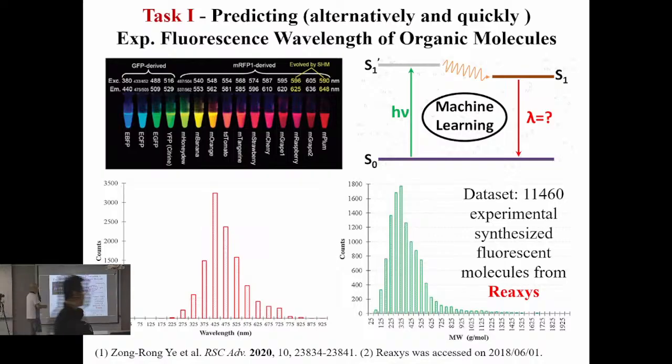Okay, so in order to do that, we go to a commercial data set. This is called the Reaxys database. I think it's provided by Elsevier. We download this data set from its database. It contains around 11,000 organic molecules. Those have already been synthesized by the experimentalists. So they are molecules that exist in this world, and they have been measured by experiment. You can see the distribution of the experimental maximum emission spectrum of each molecule. That's the very typical distribution of this data set.